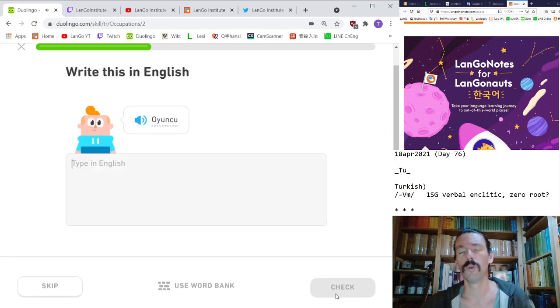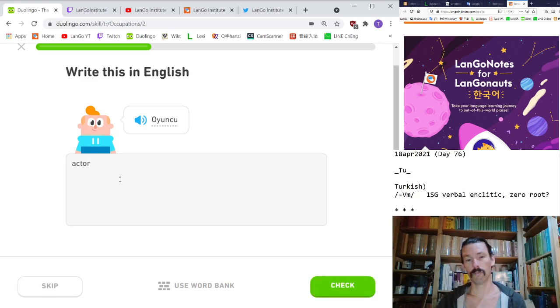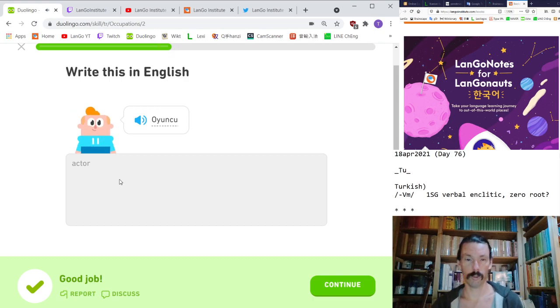Oyuncu. Actor, player, actress. Oyuncu. It's a nice looking word. Okay, C for the voiceless J. Oyuncu. See the O's sort of intersecting in a crossword puzzle.